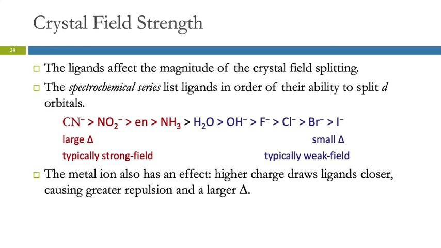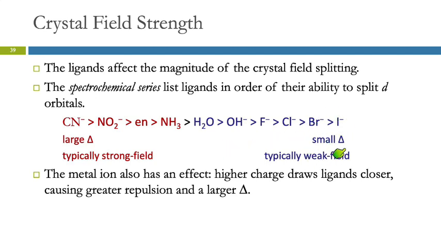So some ligands are typically strong field and others are typically weak field. This is called the spectrochemical series. It lists them in order of their ability to split the orbitals. So cyanide tends to give the largest crystal field splitting energy, and then nitrite, and then en. What does en stand for? Ethylene diamine. So ethylene diamine, ammonia, water, hydroxide, fluoride, chloride, bromide, and iodide.